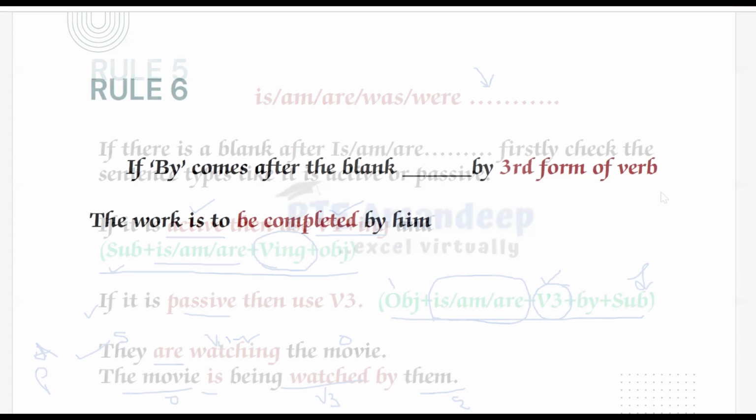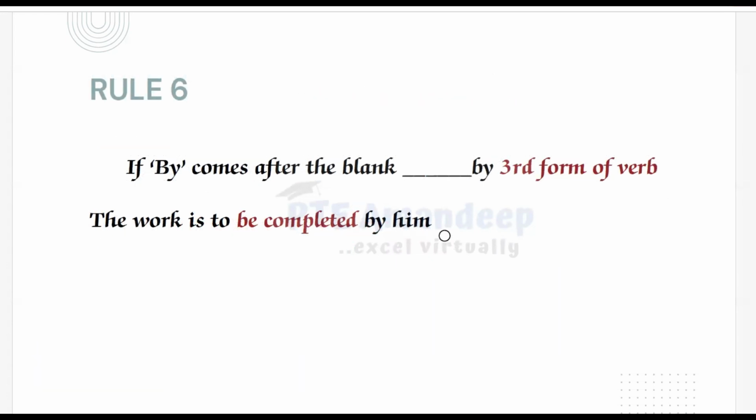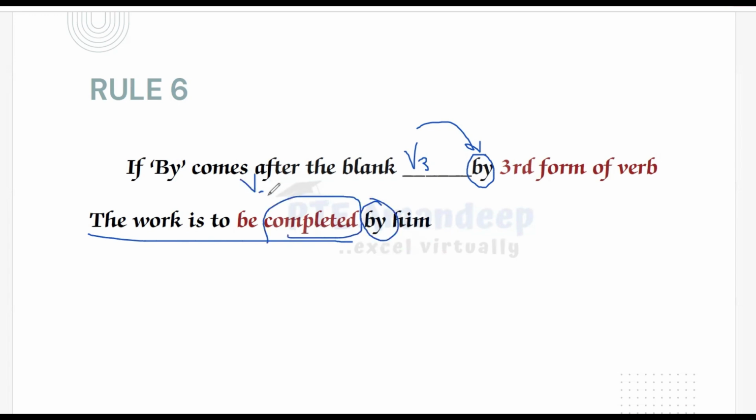Now the next rule is if "by" comes after the blank. For example, in a sentence there is a blank and after the blank "by" is written. So what will come in the blank? That is verb in the third form. For example, the work is to be dash by them. So here is a "by". What will be here? A verb third form. It is the same rule, that is, if a tense is passive. So "by" comes in the passive tense, right? It's the same extension of the previous rule only.